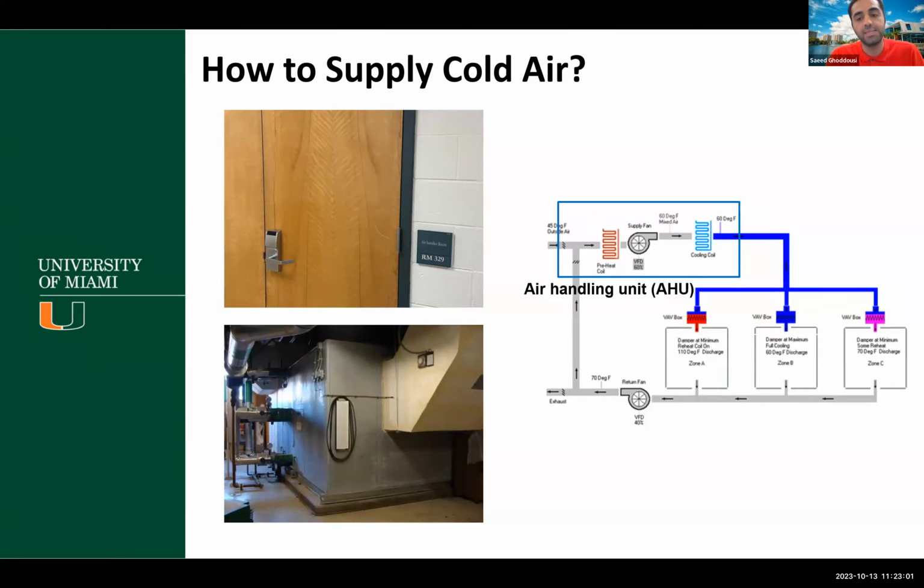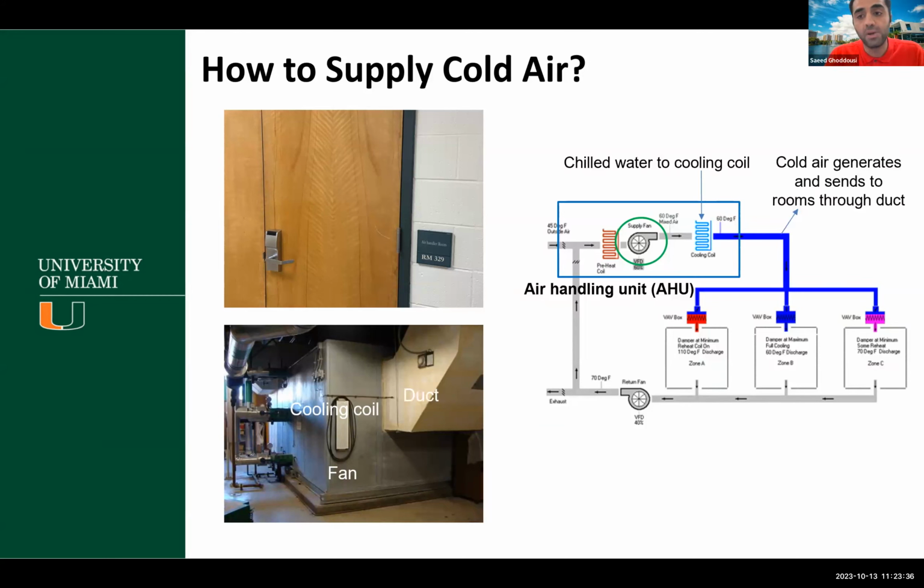Air handling units, you can see in the figure on the right-hand side, the schematic figure, and also the real picture, are an instrument for supplying cold air. But how do the air handling units provide it? In air handling units, we have a cooling coil. In the cooling coil, we need chilled water, which goes inside the coil. And by having a fan push the air through the cooling coil, which is cold now, we can generate the cold air.